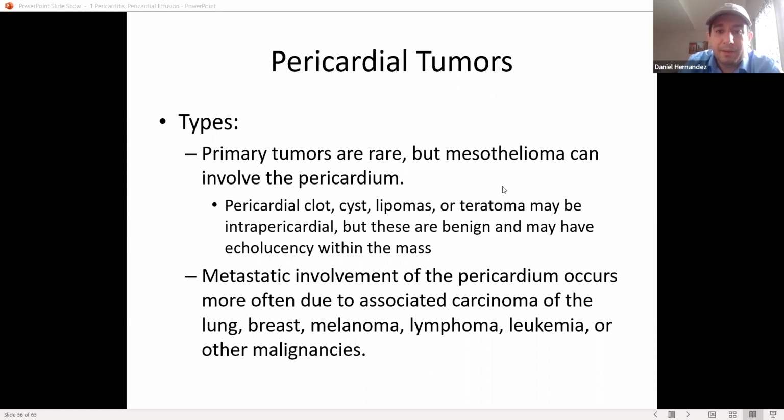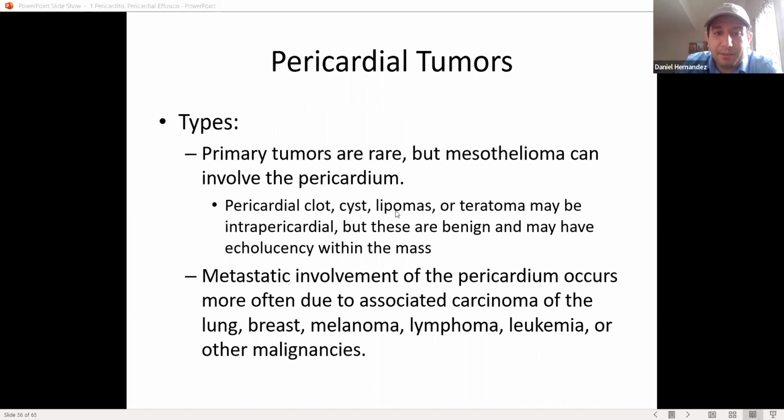there are some that can invade the pericardium. So primary tumors are rare, but something called mesothelioma can invade the pericardium. This is a cancer that's associated with the lungs. I don't know if you guys hear those commercials on TV, have you been exposed to asbestos? Do you know anyone who suffered from mesothelioma? Call our law offices. So that's a lung cancer that could potentially involve the pericardium, just because of the lungs' proximity to the heart.